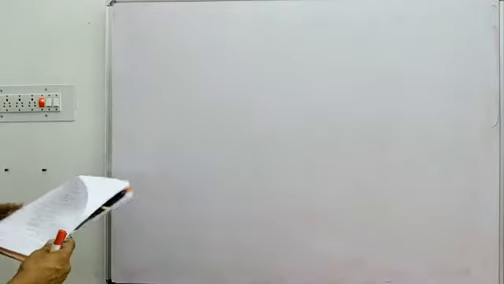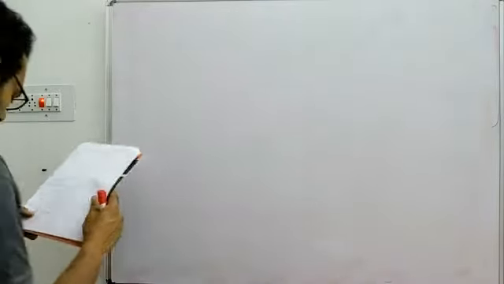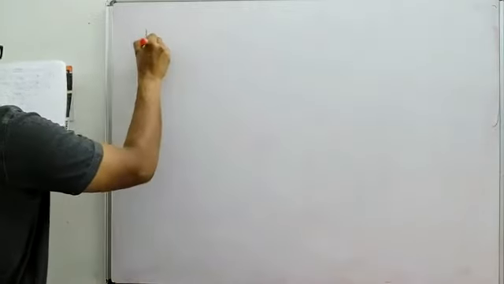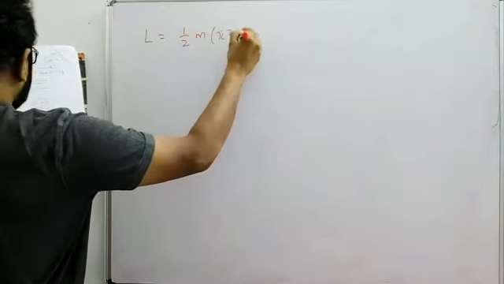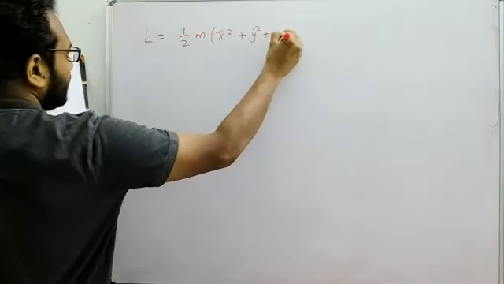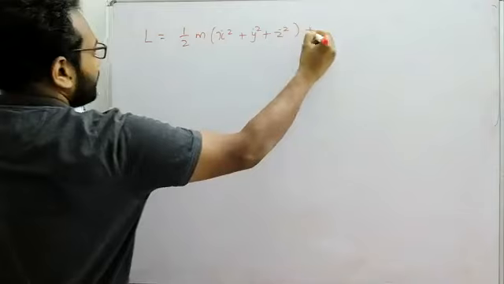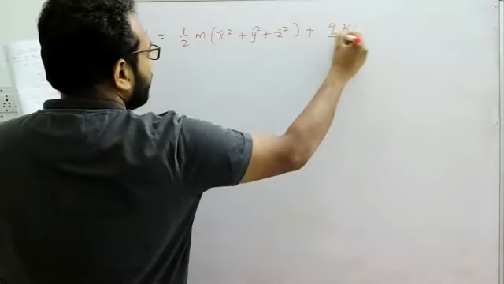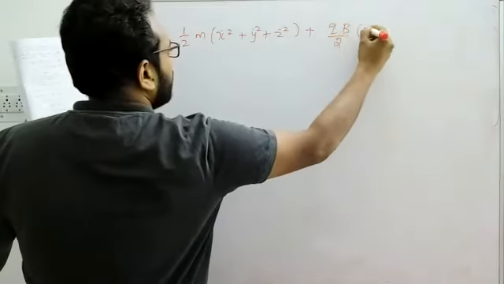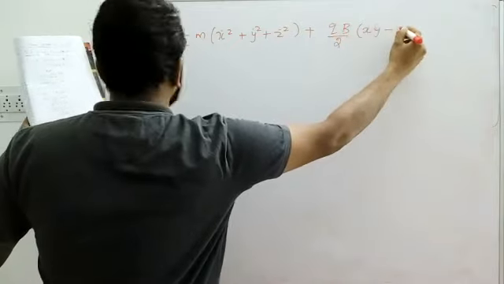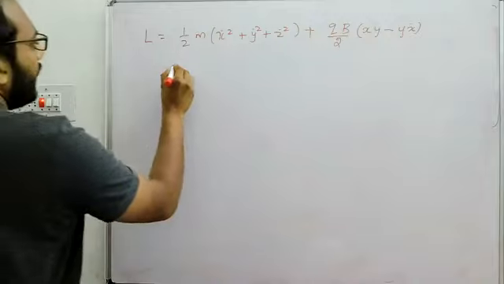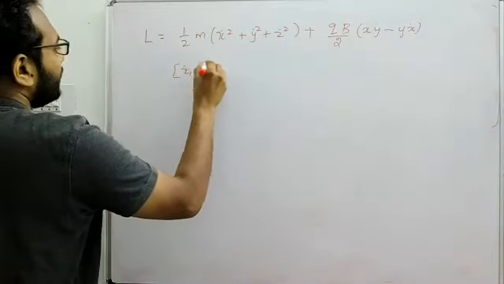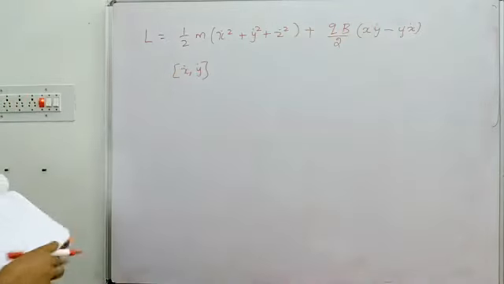Here is one more problem. In the same way, L is equal to half m (x dot squared plus y dot squared plus z dot squared) plus qB divided by 2 times (x y dot minus y x dot). We are asked to find the Poisson bracket of x dot with y dot.